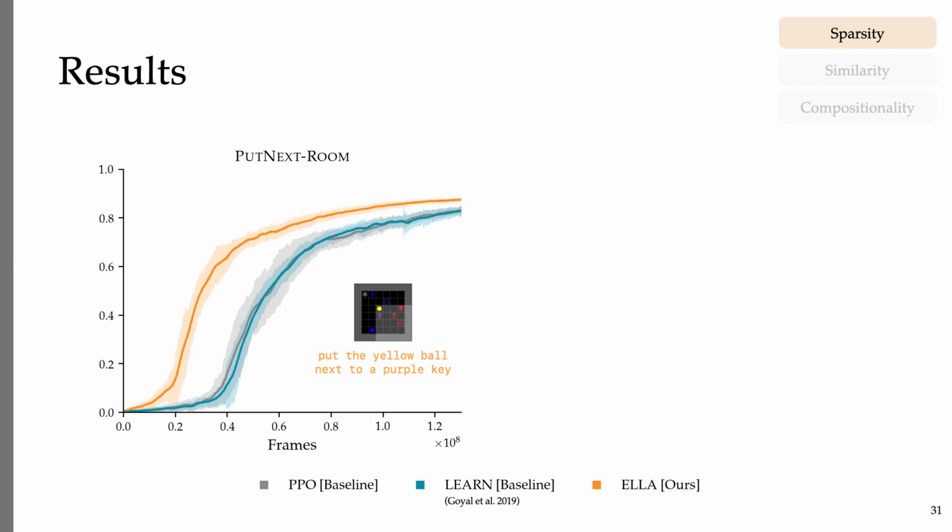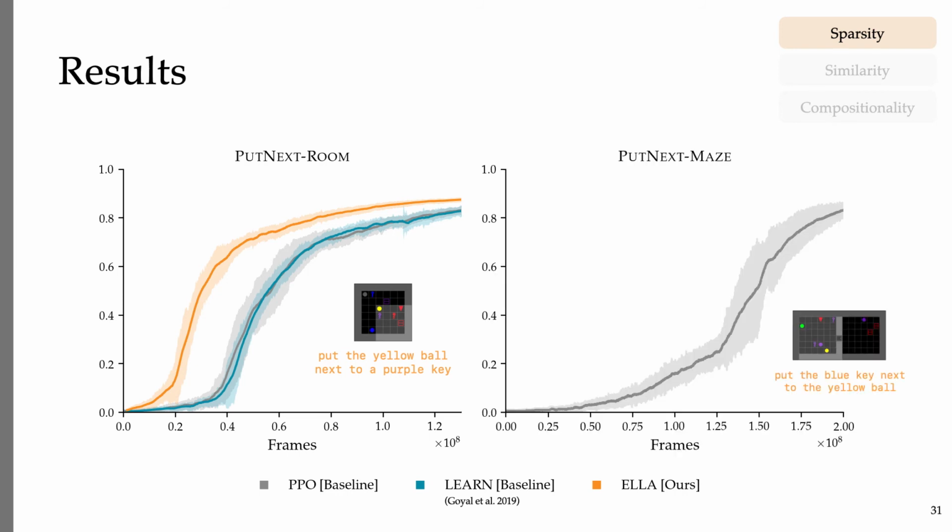Ella induces gains in sample efficiency, and we can compare this to a two-room version of this task. Relative gains by Ella are larger for the bigger environment because reward signals are more spatially sparse, and so spatial subgoals, such as going to relevant objects, help the agent navigate.